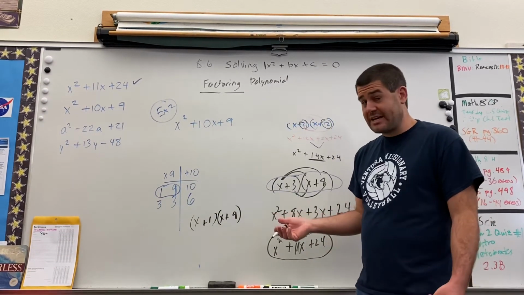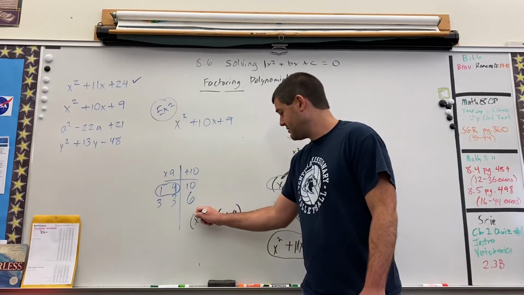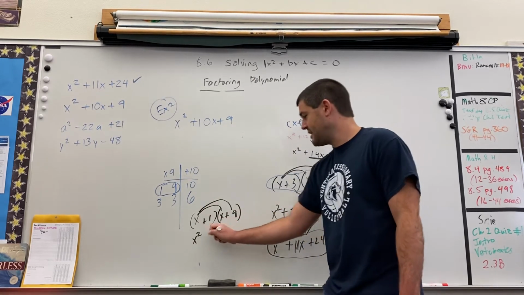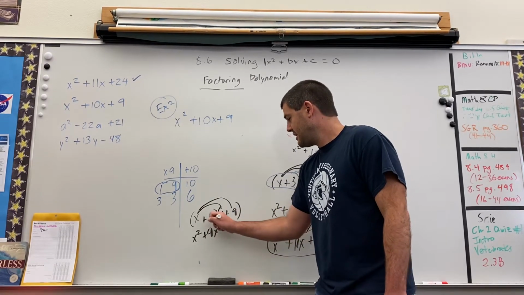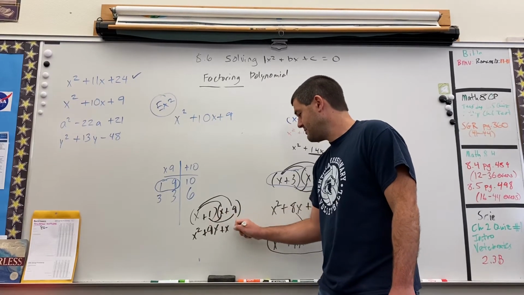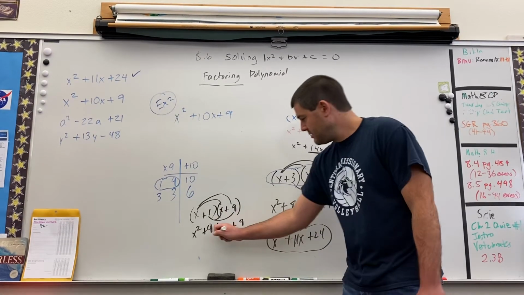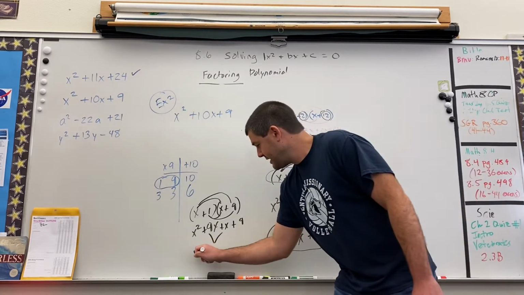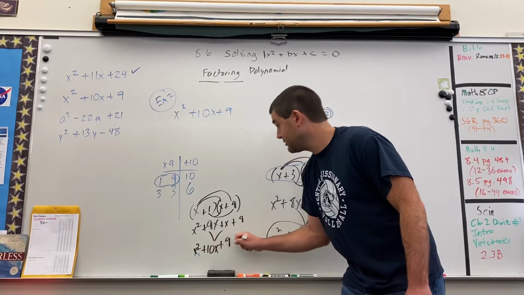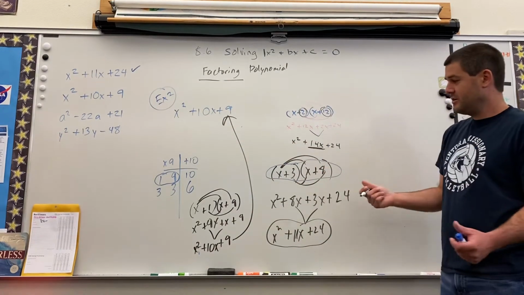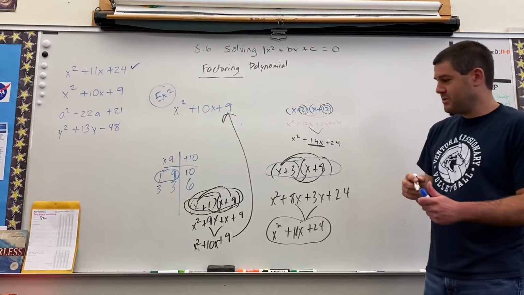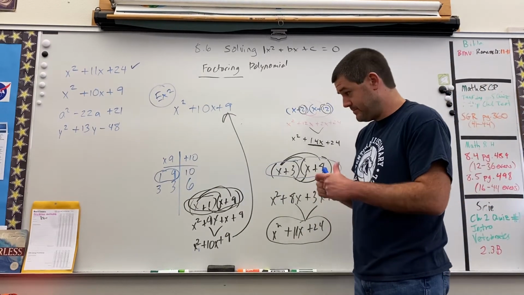You should always check. Make sure that you got your stuff correct. By distributing, you get x squared. X times 9 is 9x. And then I do 1 times x and 1 times 9. Okay, combine these and we get x squared plus 10x plus 9. And look at that, they're the same thing. So we know that this is our answer: x plus 1 times x plus 9.